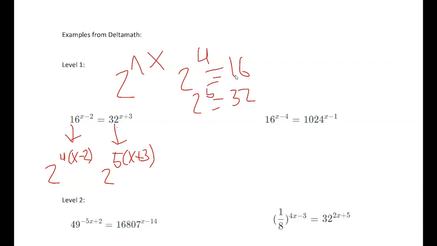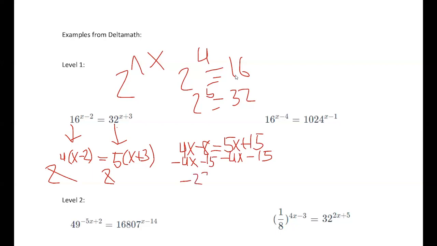But then we would just simply set these equal to each other. I'm going to go ahead and distribute. We would have 4x minus 8 equals 5x plus 15. You could get everything on the same side, so I'm going to subtract my x's to the right side, my constants to the left side. So I would get negative 23 equals x. Just make sure my math's not wrong. Yeah, so that would be your answer in Delta Math.